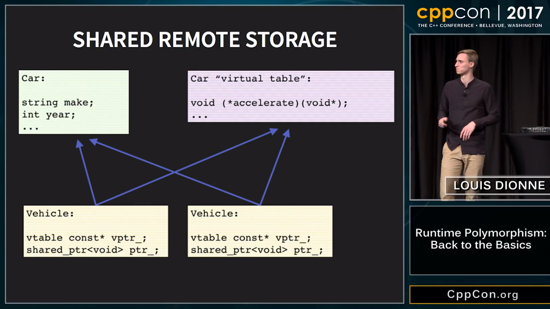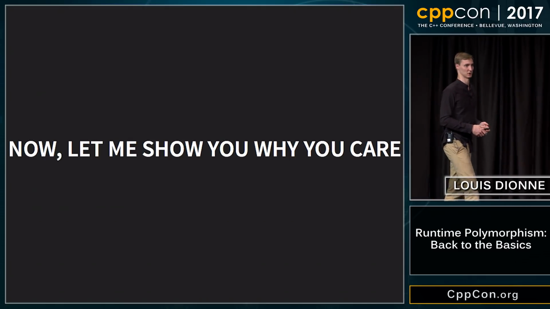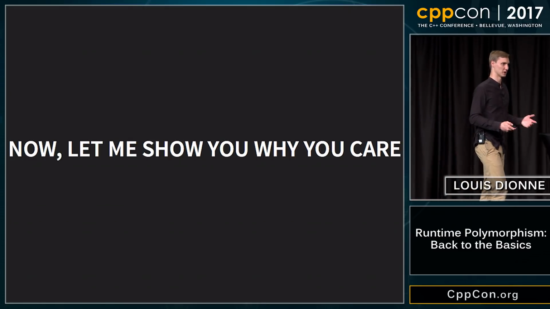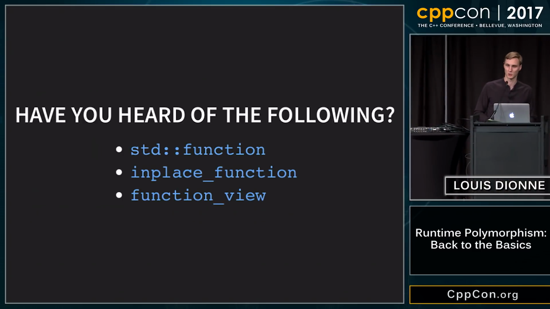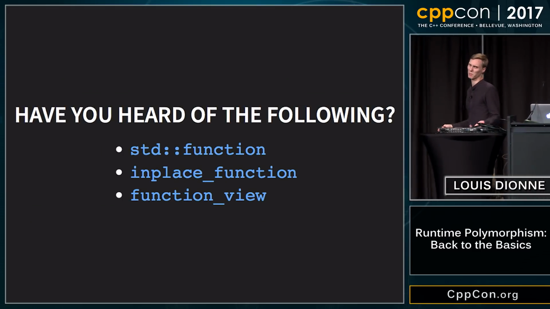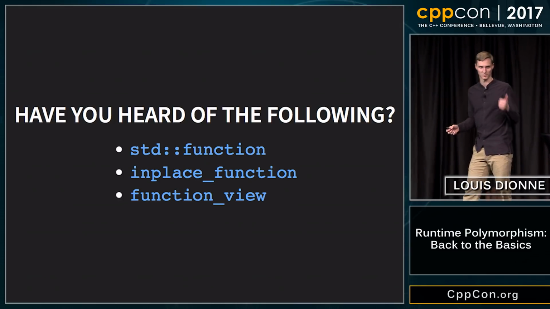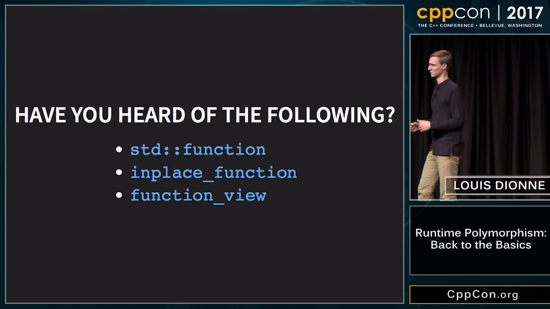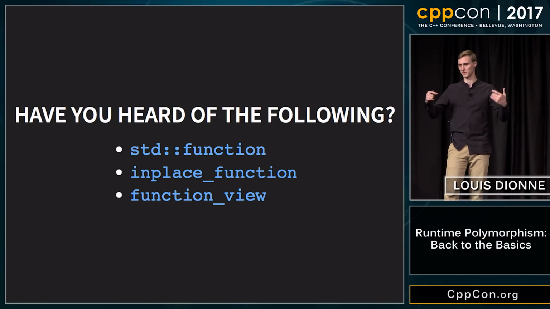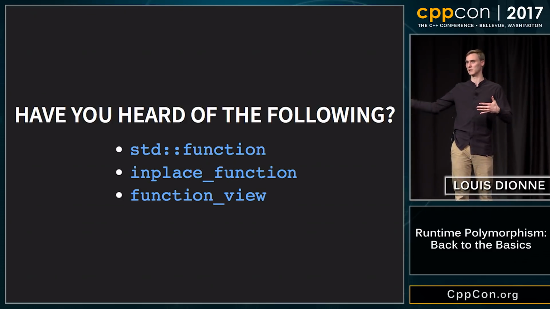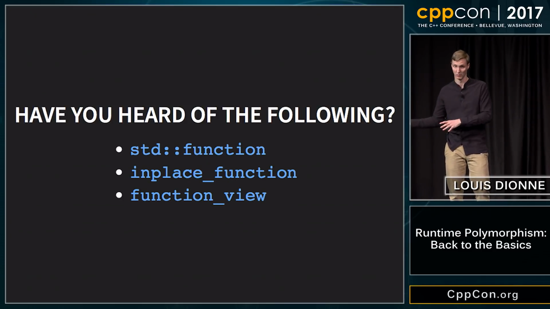Okay. So now it's not clear why we care about all of this, right? So I'm going to try to convince you that we care about this. Have you heard about std::function? Probably. Who has? Great. So std::function is basically a type. You give it a signature, and then you can stick any function that satisfies that signature, including function objects, and they can be stateful.